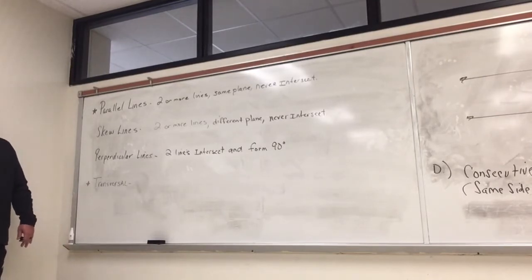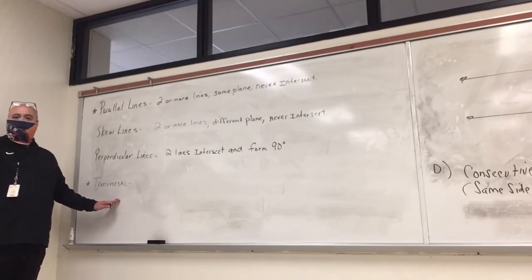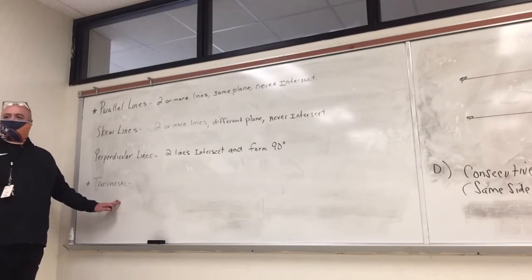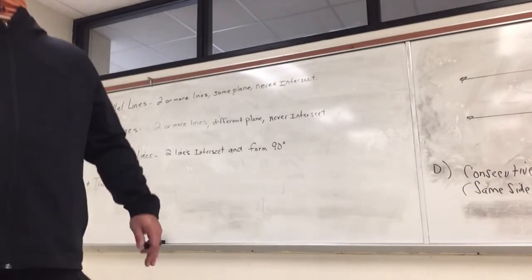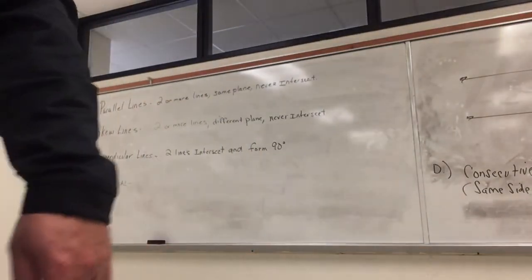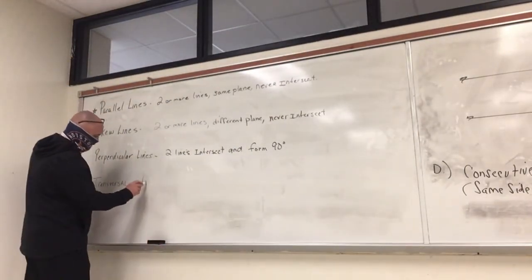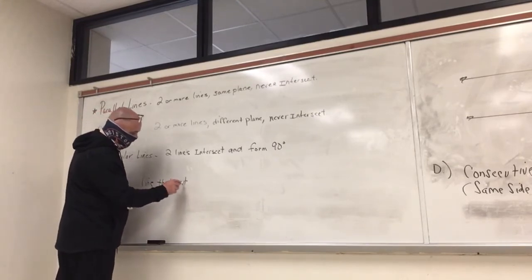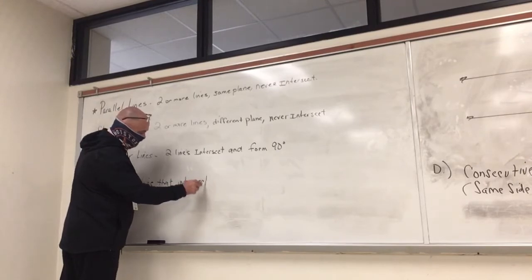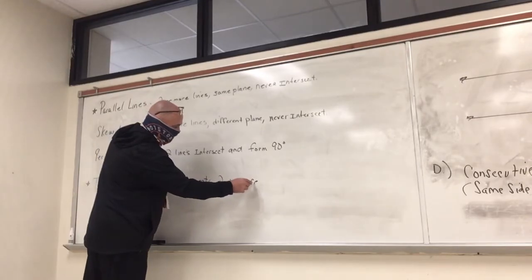Then the last definition we have today is a transversal. What does it say a transversal is? A line that intersects two or more coplanar lines. There we go. That's all I need to know. So a transversal is a line that intersects two or more lines. That's all you need to know. Okay, it's a line that intersects two or more lines.